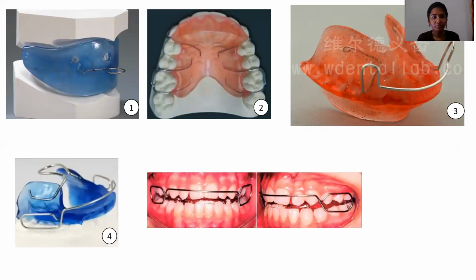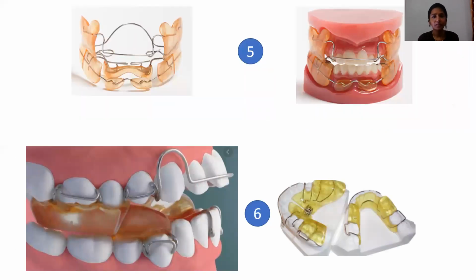So these are some of the pictures of the functional appliances. The first is the picture of an oral screen. The second is an anterior inclined biplane. The third is an activator. The fourth picture, the pictures below, shows the bionator appliance. The top two pictures show the Frankel appliance, otherwise called the functional regulator.